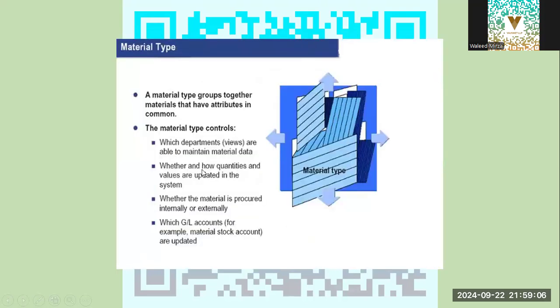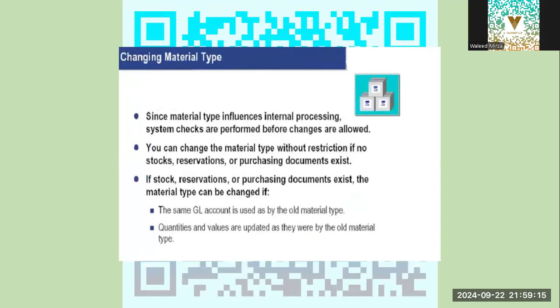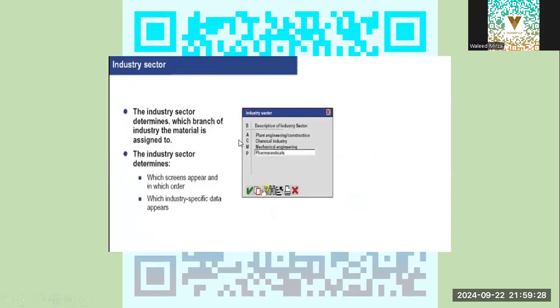So material type basically, as I've told you, is raw material, semi-finished good, finished good. And even in raw material, you'll have different categories. So these categories and types will have number ranges to differentiate. You can change material type if there is no material valuation or material value in the GL accounts. So we can change the material type of a material master.